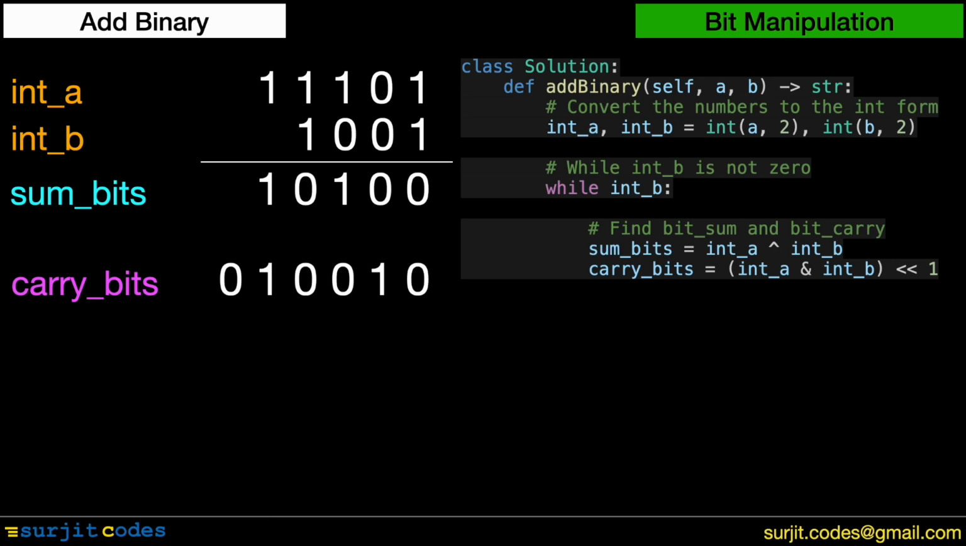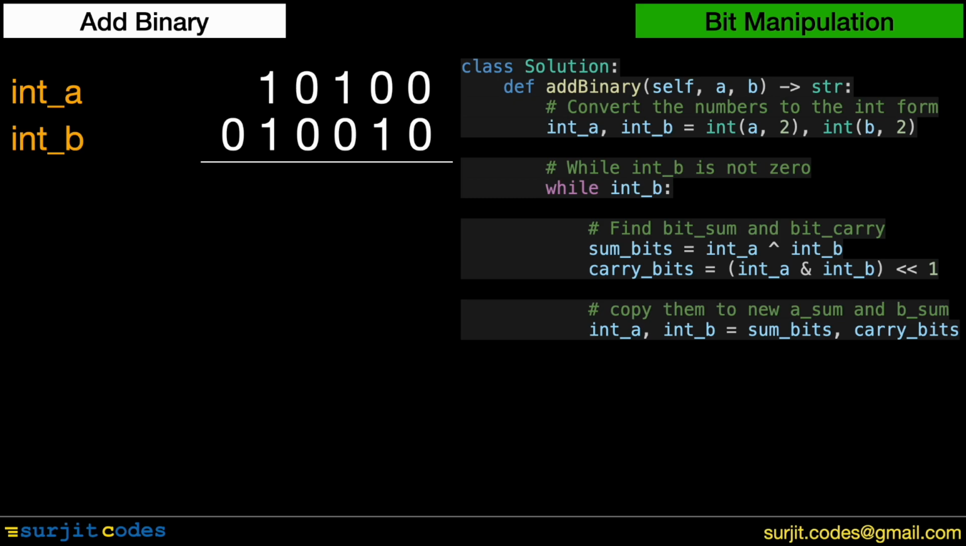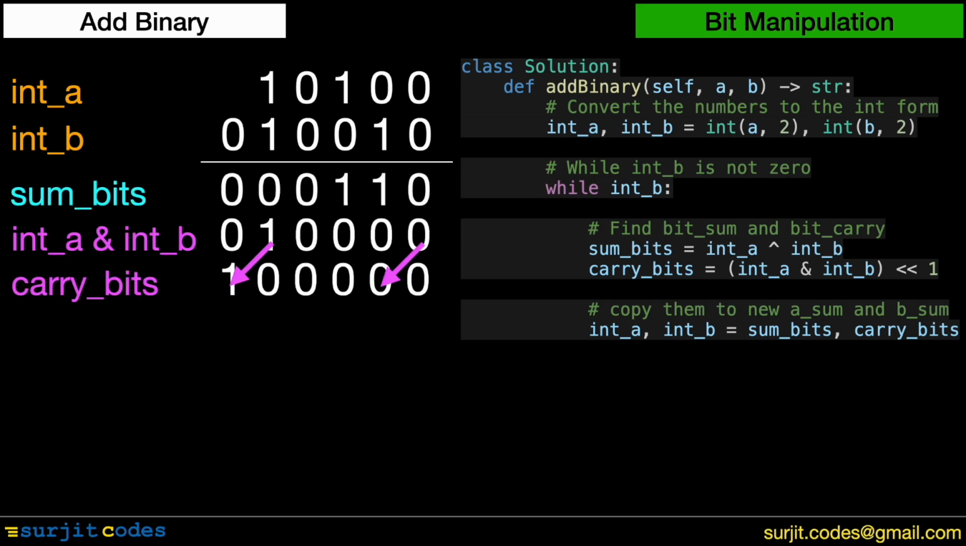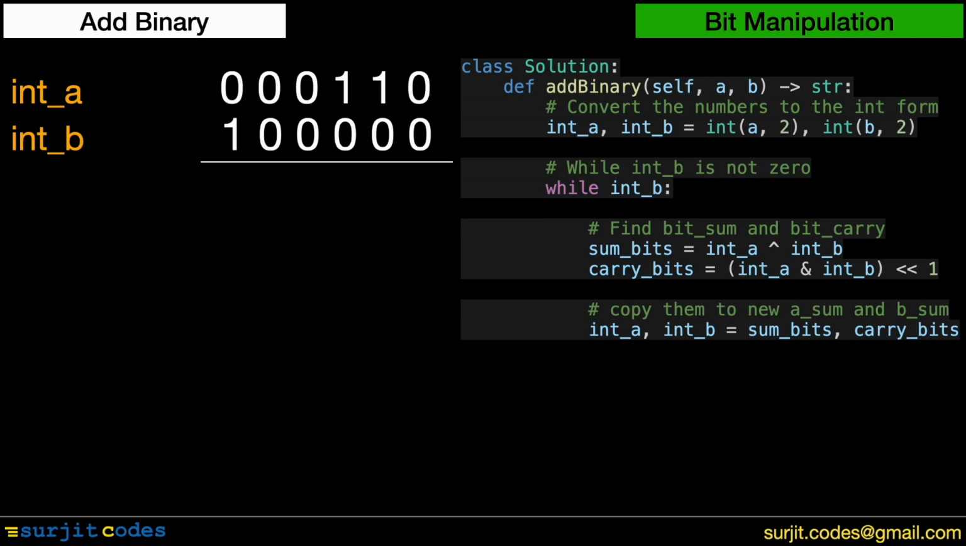So in the next iteration, sum bits becomes the new int a and carry bits become the new int b, and we get the new values of int a and int b to be used in the next iteration. We notice that int b has not become 0 in the first iteration, so the execution enters the loop again, in which new values of sum bits and carry bits are again evaluated, which become int a and int b for the next iteration. Once again, int b is not 0, though in each iteration the number of 0 bits in it are increasing.